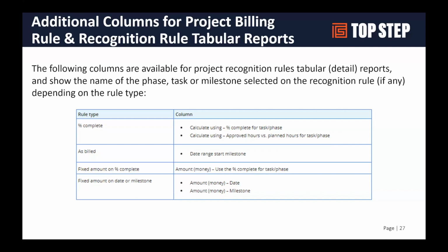For as-built rules, you can bring a time range in, and then for fixed fee, bringing in the dollar amount, the dates, and the milestones that trigger that fixed fee recognition rule. So just more information at our disposal.